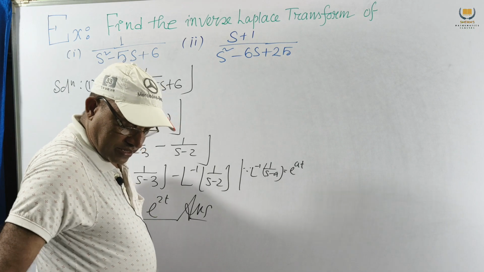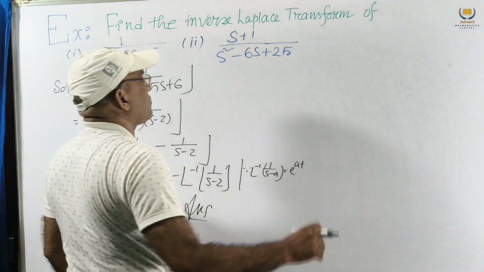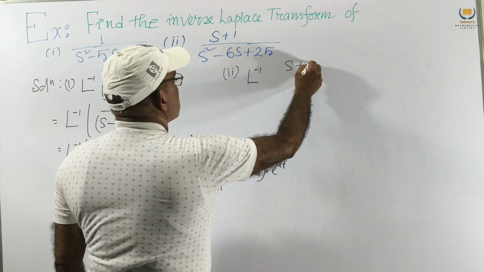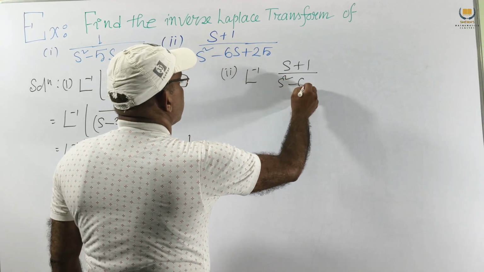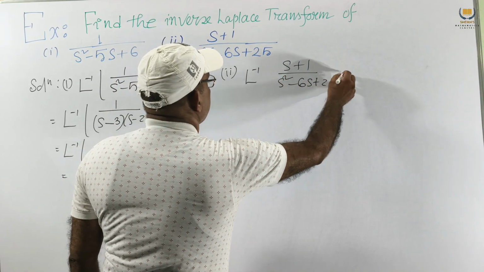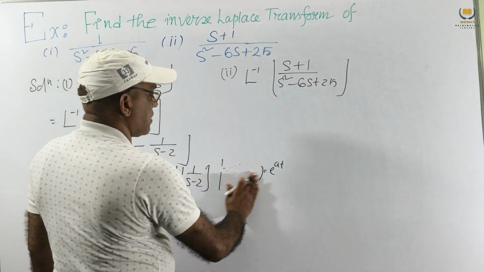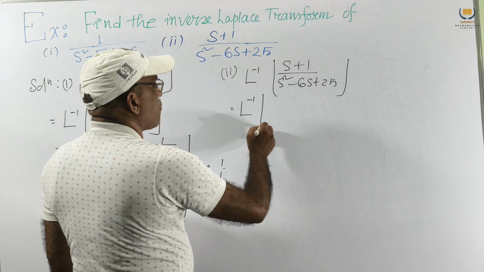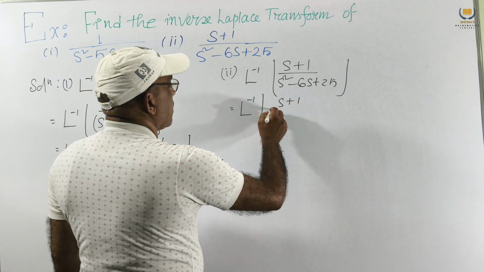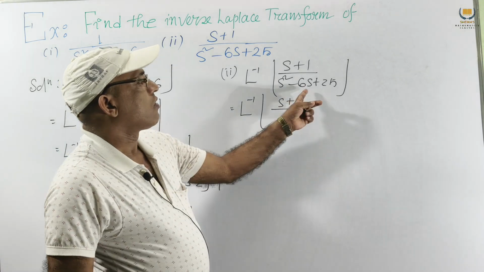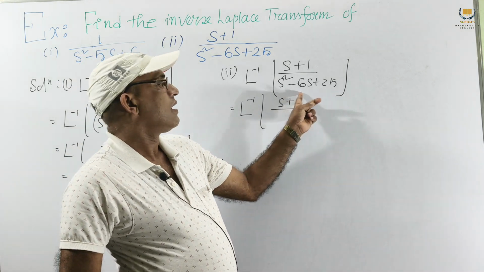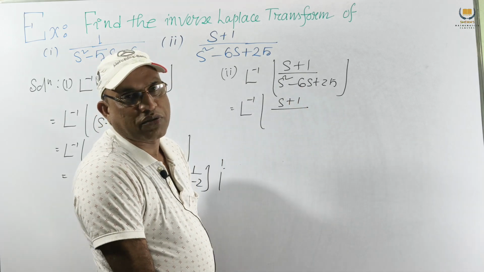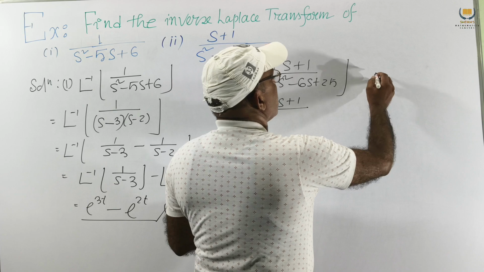Next we consider second number, 2: L inverse of s plus 1 by s square minus 6s plus 25. In this problem, first we convert the denominator. It is not possible to factorize, because 25 is given and minus 6 is given, so at that time we convert it into a perfect square.